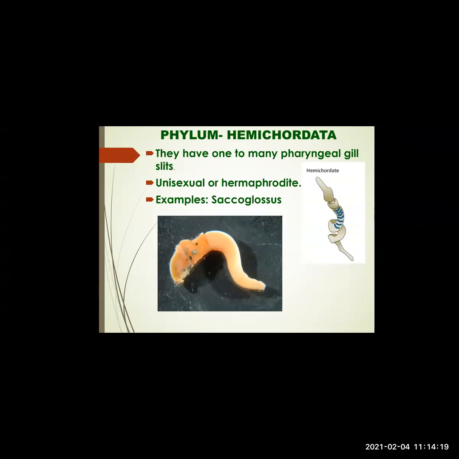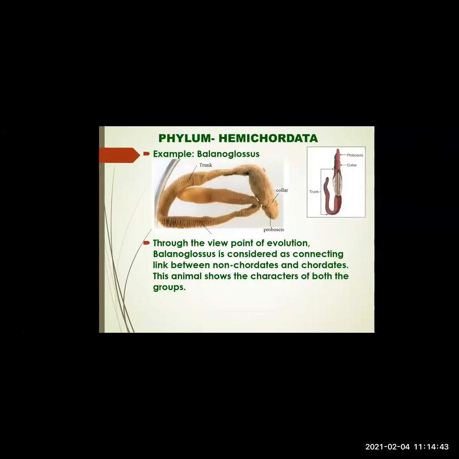Then they are burrowing animals, marine burrowing animals found in sand. You can see the example, Saccoglossus, and the picture of it. Saccoglossus is an example of the animal found in the phylum Hemichordata. Next example is Balanoglossus. Very important diagram also. The diagram is there in your textbook too.